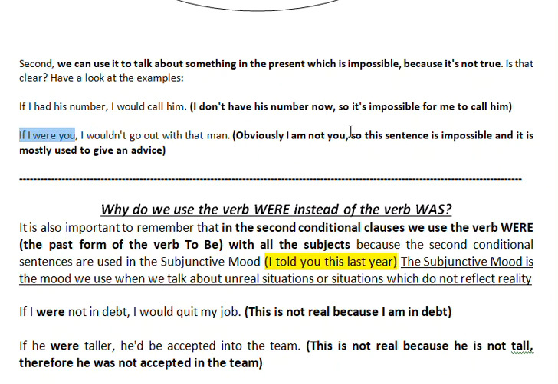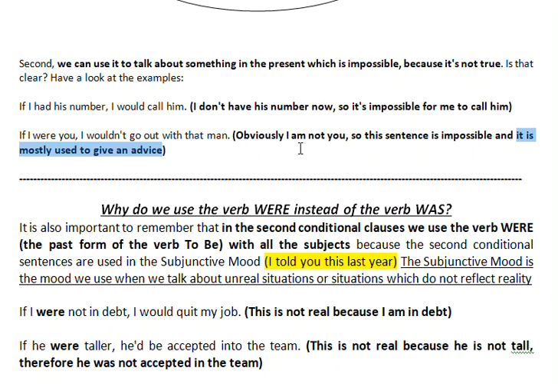¿Por qué esta oración es imposible? Because I am not you and I cannot be you even if I wanted. ¿Ok? Porque yo no soy tú y no podría serlo incluso si quisiera. Este tipo de oraciones, las que empiezan de esta manera, if I were you, obviamente son imposibles, but they are really used in English because they are used to give an advice. Son imposibles, pero son muy usadas en el inglés porque se ocupan siempre para dar un consejo. ¿Ok? If I were you, I wouldn't go out with that man. Si yo fuera tú, yo no saldría con ese hombre.